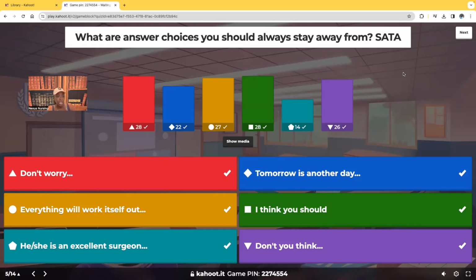And if the patient's trying to tell you that they're concerned or scared or fearful about something, and you say, oh, tomorrow's another day, you just shut them down. You think they're going to want to keep expressing themselves? No. Next, everything works itself out. Same thing as tomorrow's another day. Absolutely not.